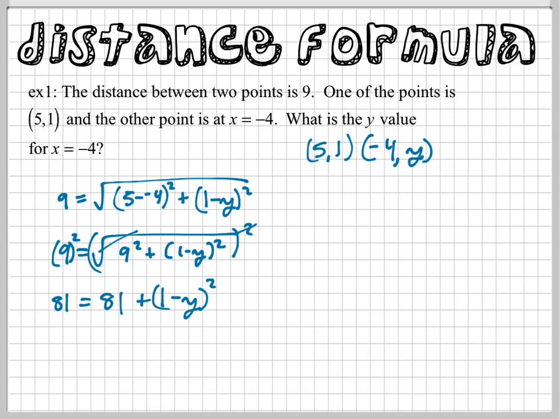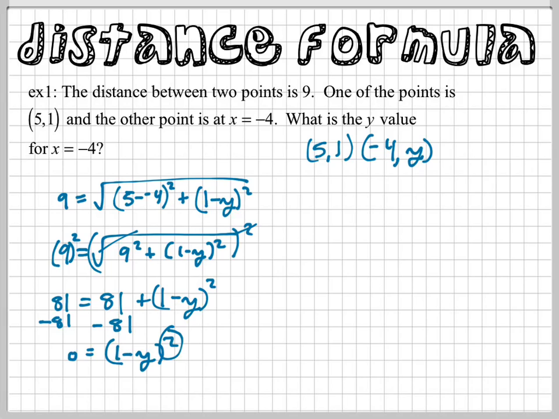Subtract 81. So if I subtract 81 from both sides, I get 0. That equals 1 minus y squared. Okay. How do I solve this? Now there's 2 ways to do it. Actually 3 ways. The first way is you can multiply this out. If you multiply this out, you're going to have to solve it using the zero property or solve it using the quadratic formula. But because it's already a perfect square, there's a different way you can do it.